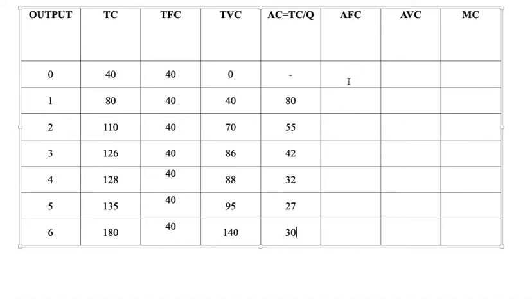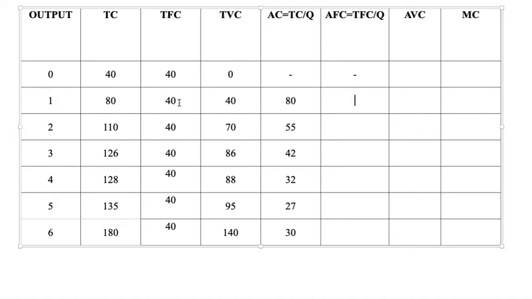Then we have to calculate average fixed cost. So we have a formula: average fixed cost is equal to total fixed cost divided by Q, right? So this would be our average fixed cost. Here, if we see, total fixed cost is 40. 40 divided by 0 is how much? It is infinity.